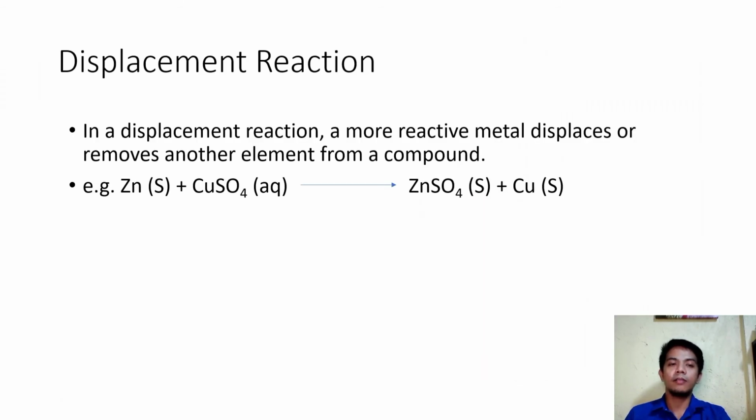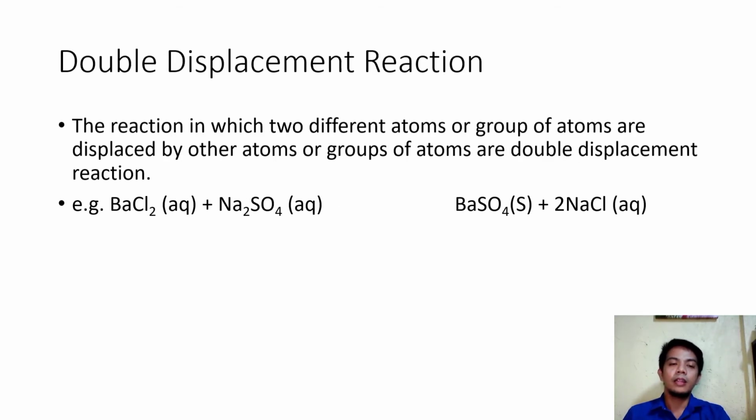So next reaction is the displacement reaction. In a displacement reaction, a more reactive metal displaces or removes another element from a compound. In this reaction, zinc is more reactive than copper. So zinc displaces copper from copper sulfate. Then the double displacement reaction, this is the reaction in which two different atoms or group of atoms are displaced by other atoms or group of atoms.